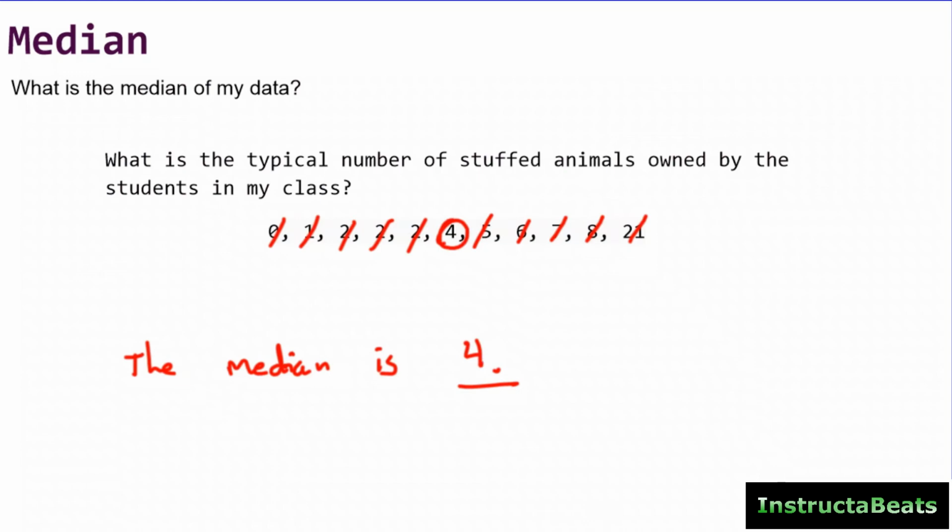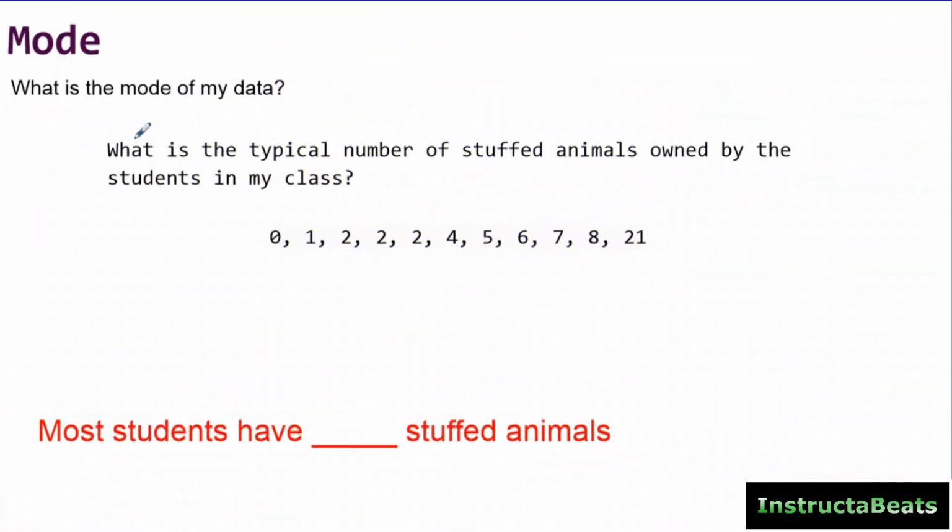So now the only one we have left is your mode. Again, the mode is the number that's seen the most. In other words, what number do the most students have? You can see that there are 3 students that have 2 stuffed animals. So the mode, or the number that is seen the most frequently, is 2. So you're going to say most students have 2 stuffed animals.